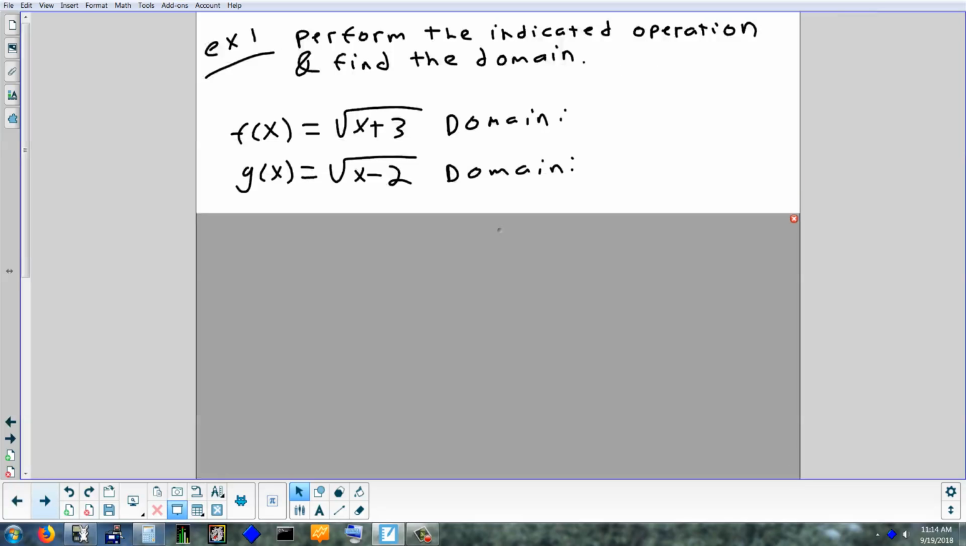Okay, so first example, you're giving us two functions. F is the square root of x plus 3. G is the square root of x minus 2. So let's start by finding the domain of each one individually. All right, so Isaac, what do I have to be careful about with square roots? I can't do what? Yeah, we can't take the square root of a negative number unless we do imaginary. We're not doing that. So in order to make sure that that doesn't happen, Nick, what kind of numbers would I have to pick for x?